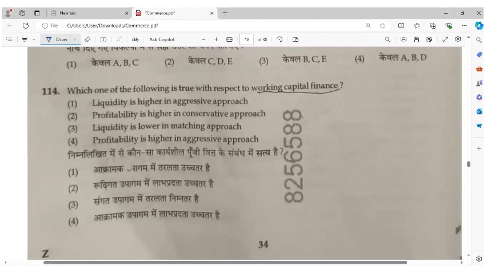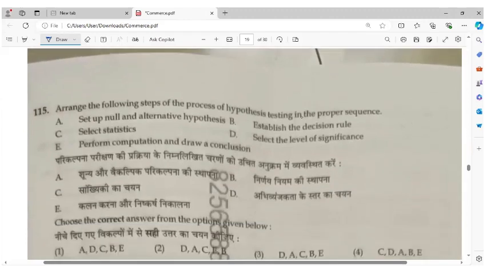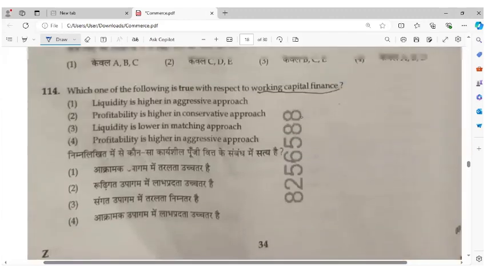For working capital finance, what is true? You know that for working capital finance, profitability is higher in the aggressive approach. So option number 4 is right over here.